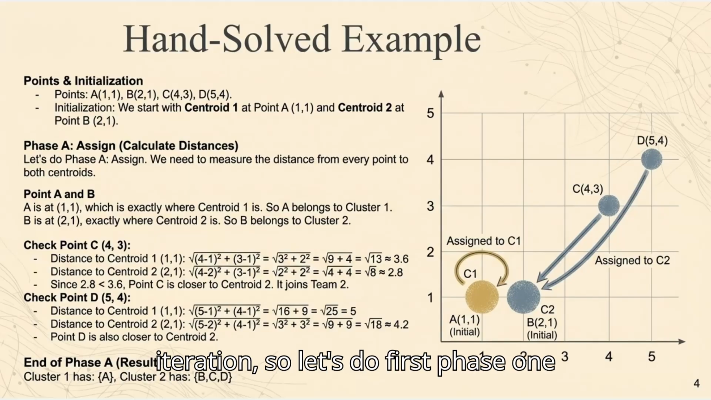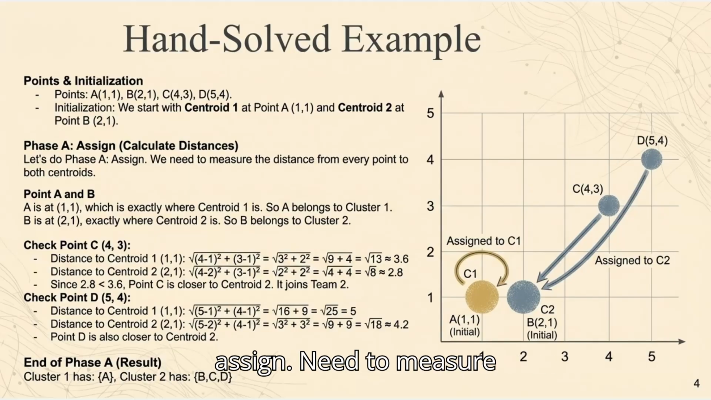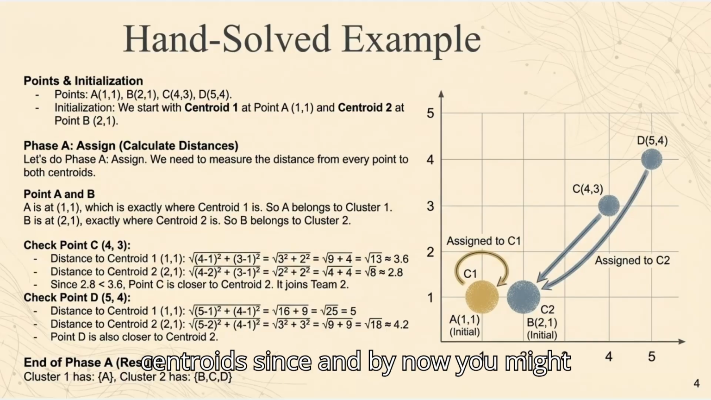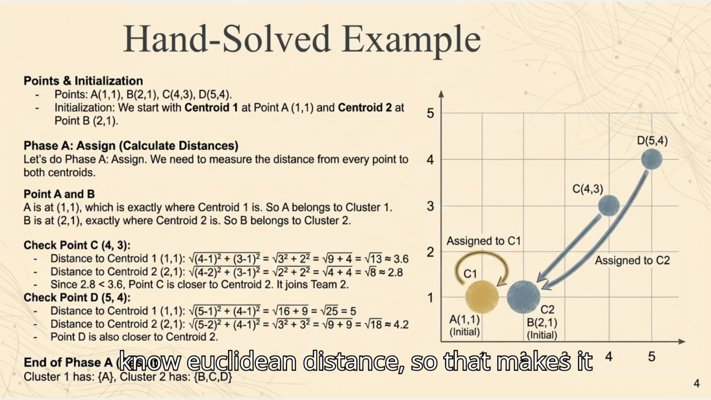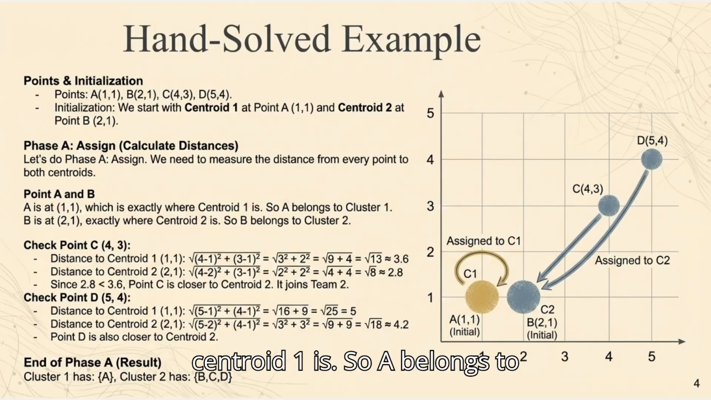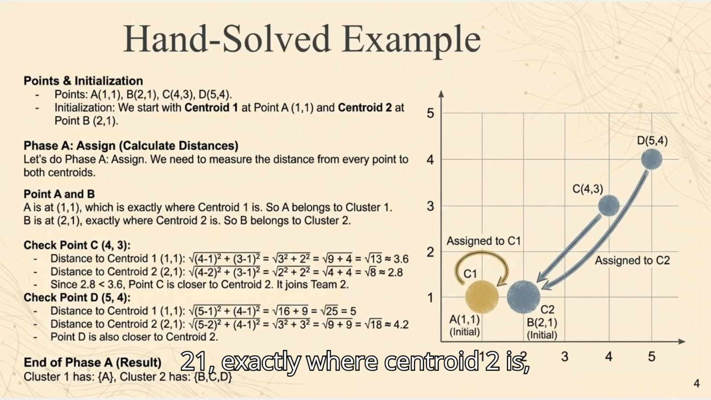So let's do phase one, assign. You need to measure the distance from every point to both centroids. By now you might know Euclidean distance, so that makes it easy. Points A and B are easy. A is at (1, 1), which is exactly where centroid 1 is. So A belongs to cluster 1. B is at (2, 1), exactly where centroid 2 is. So B belongs to cluster 2.